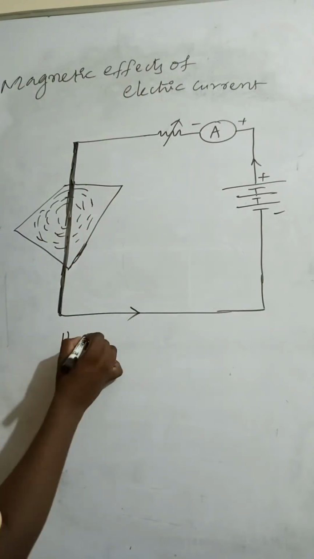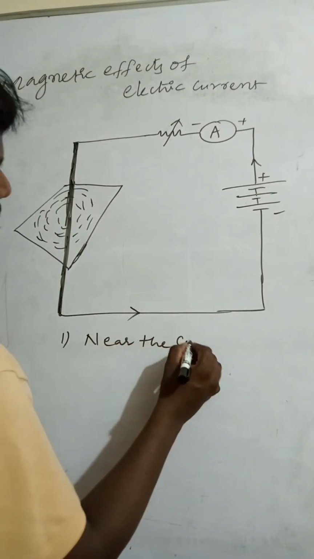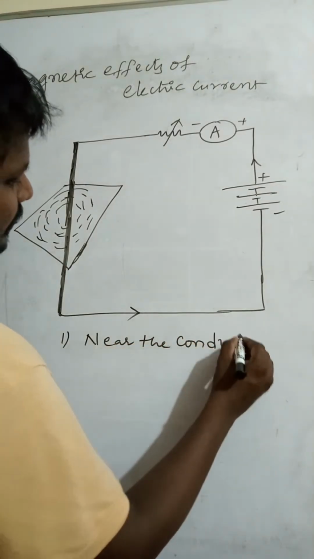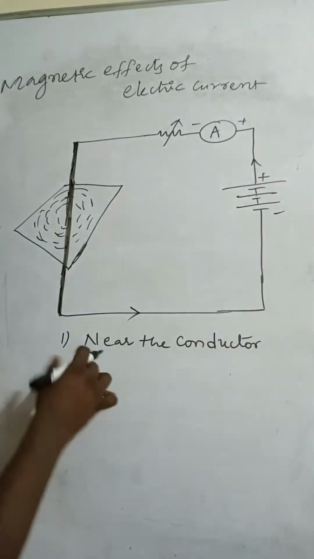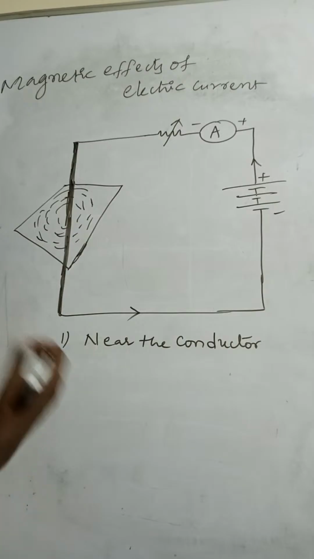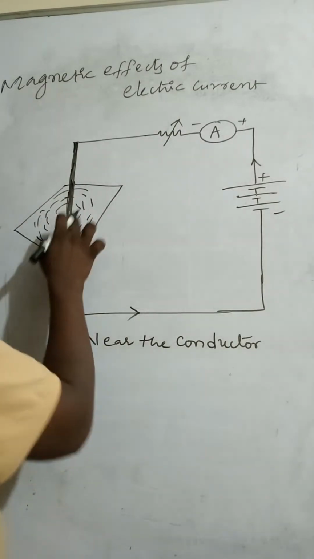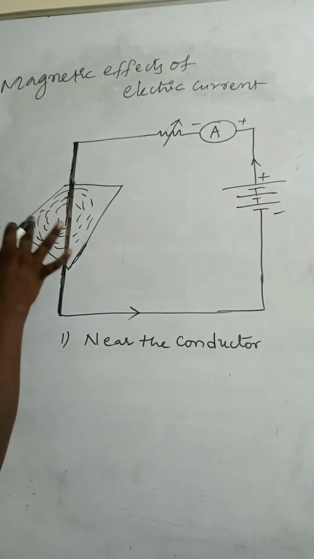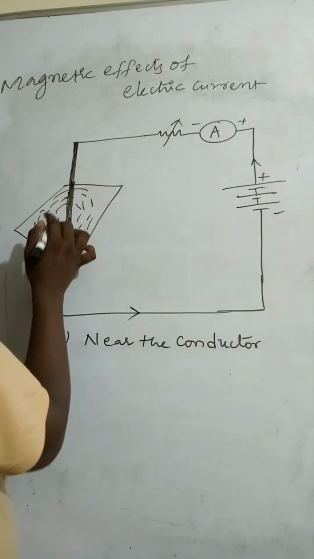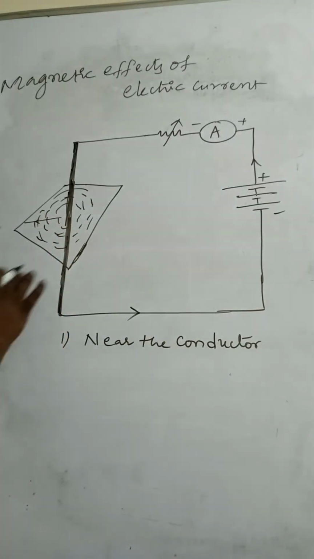First point: near the conductor, the magnetic field will be more. The magnetic field lines are more crowded. Here the field lines will be more, which represents that the magnetic field will be more. When you are moving away from it, the magnetic field will be less.